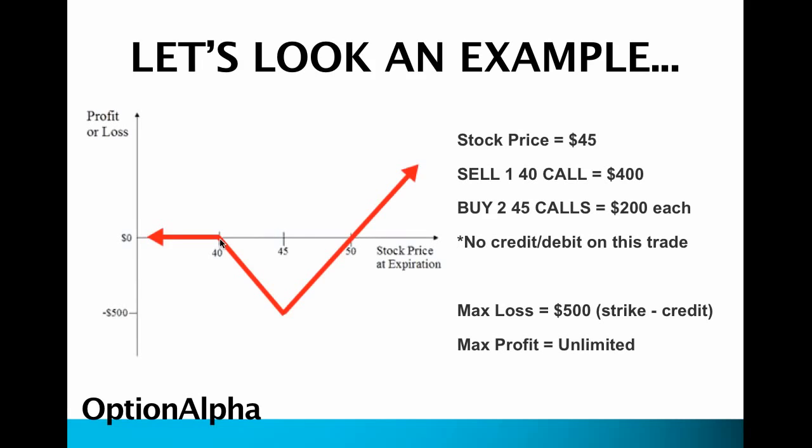Now you can create a little bit of a profit down here by making sure that the sale of the one option is more than it costs to buy the other 2 options at 45. So for example, if the sale of the 40 brought in $450 and it only cost you $200 each for the 2 long calls, you'd still be left with a credit of $50, in which case anything below 40 would make you a profit of $50 to the downside.